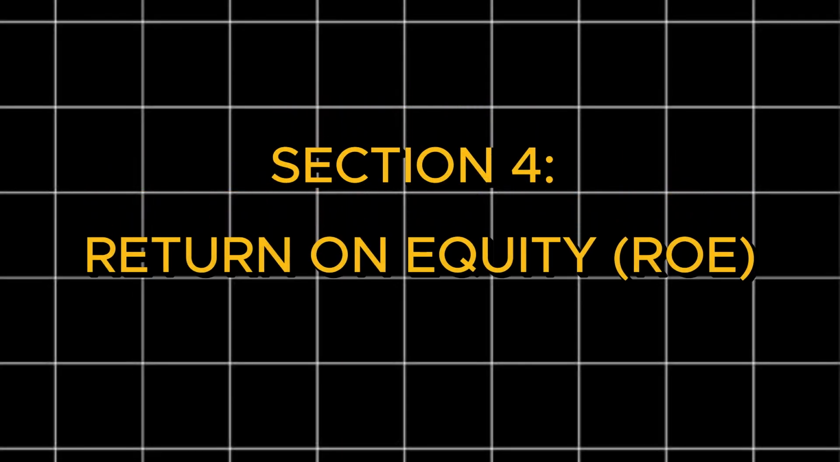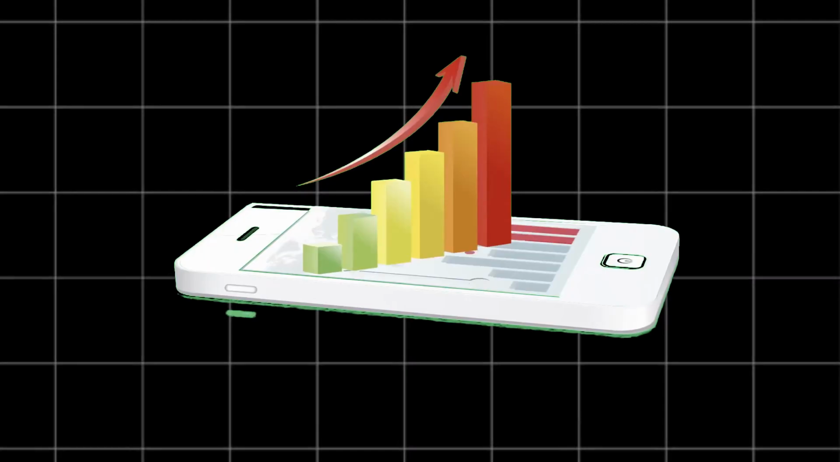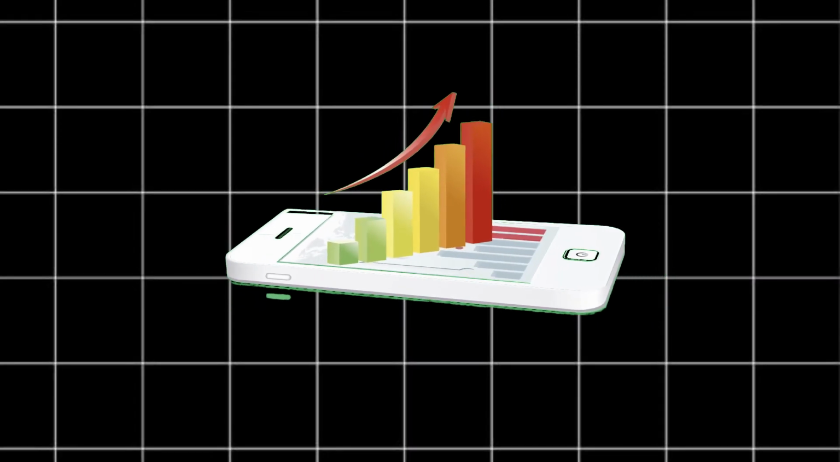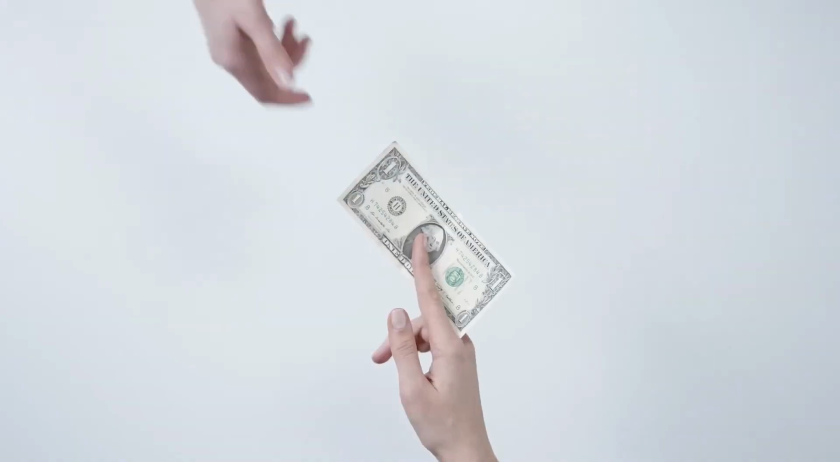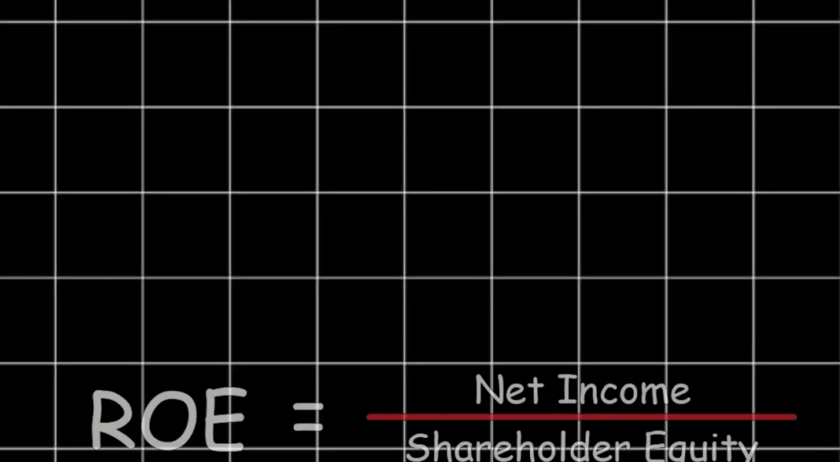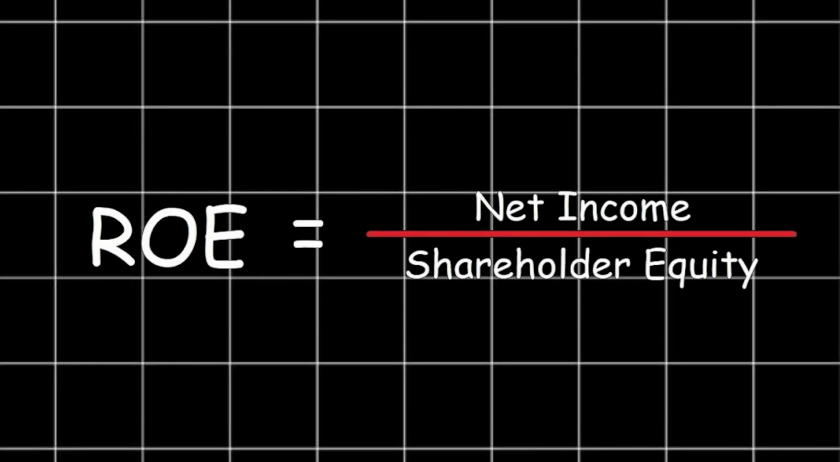Section 4. Return on equity, ROE. Now let's talk about return on equity, or ROE. ROE measures a company's profitability by showing how much profit it generates with the money shareholders have invested. It's calculated by dividing net income by shareholder equity.